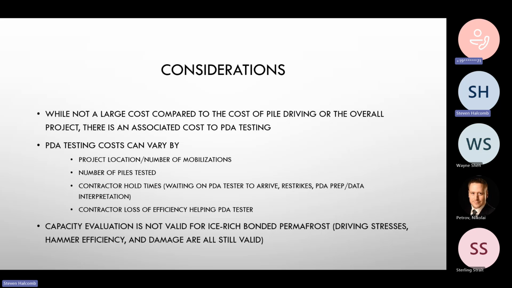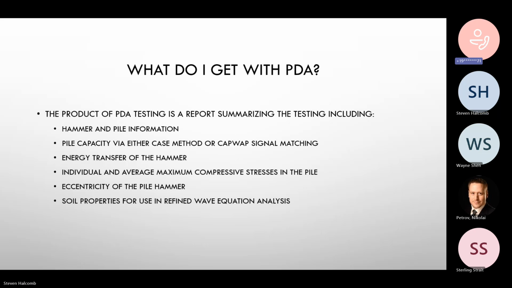One of the things I added as a consideration too is that the capacity determination in permafrost is not valid. It's not a method for permafrost axial capacity. Everything else still works. Energy transfer stresses are still valid, but actual capacity is different, because of the way piles in permafrost are designed and behave and interact with the frozen soil, assuming it's bonded. So that's just something that we wanted to point out.